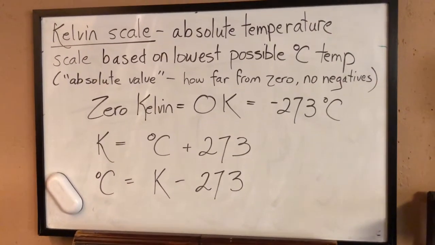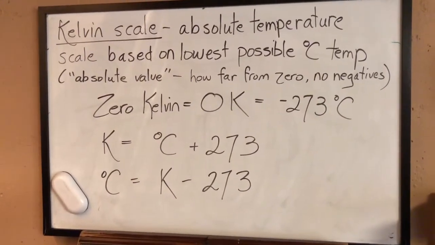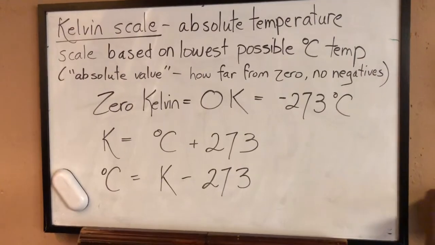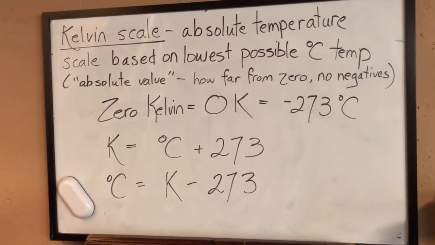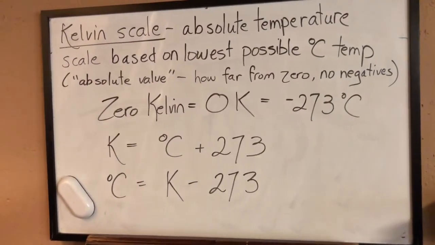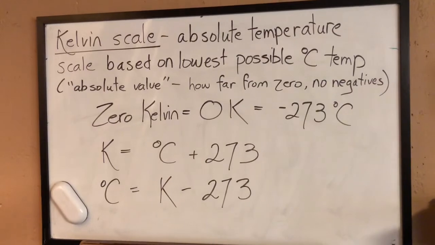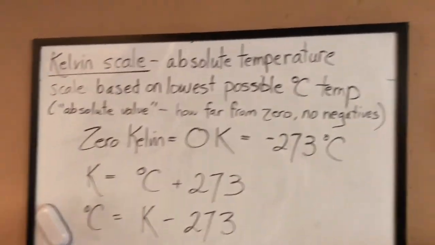Okay. So the formula to convert Celsius to Kelvin and to convert Kelvin to Celsius is just the addition or subtraction of 273. To get Kelvin from a Celsius temperature, you add 273. To get Celsius from Kelvin, you subtract. Let's look a little bit more in detail at these three temperature scales.